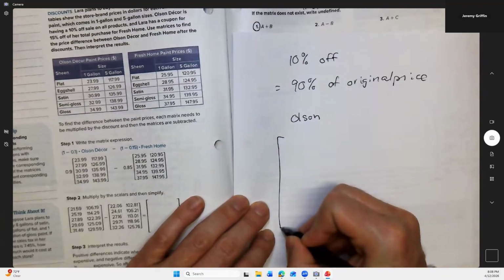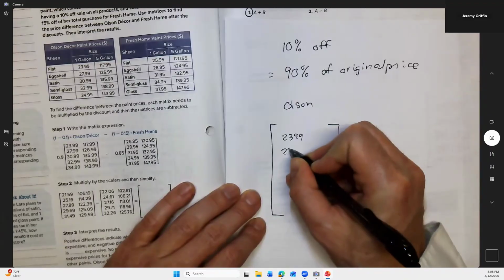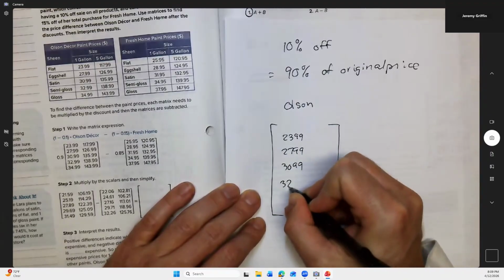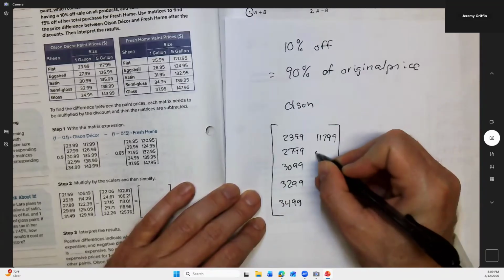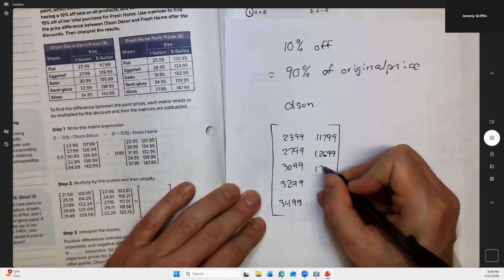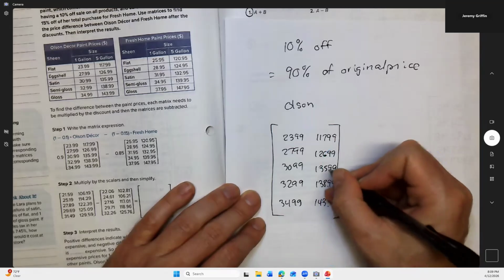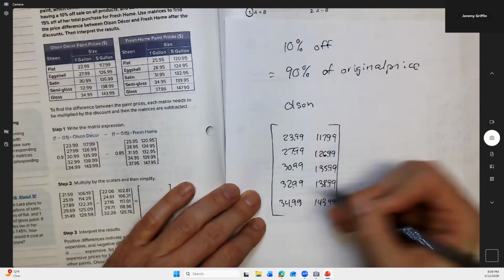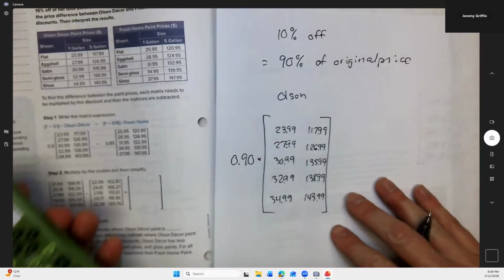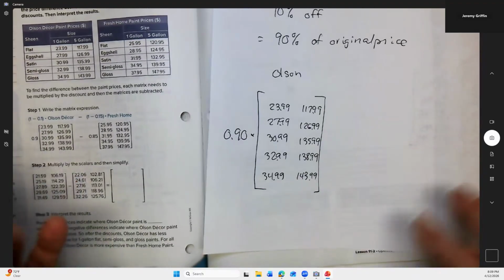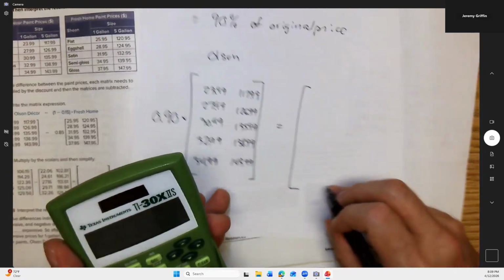I'll take the original matrix of prices, which went 23.99, 27.99, 30.99, 32.99, 34.99, 117.99, 126.99, 135.99, 138.99, 143.99. With decimals, okay. And I'm going to multiply that by 0.90. I'm allowed to do a scalar multiplication like this. Maybe in the future we might get to multiplying matrix by matrix, which is a bit trickier, but for now we can do this. So I'm ending up with another 5 by 2 matrix.